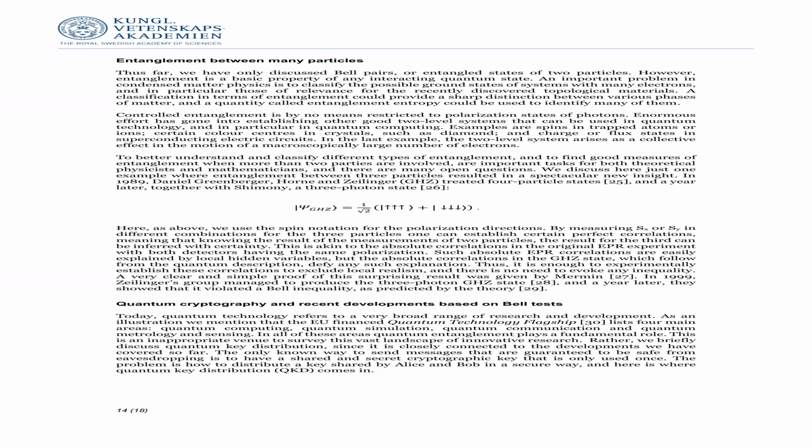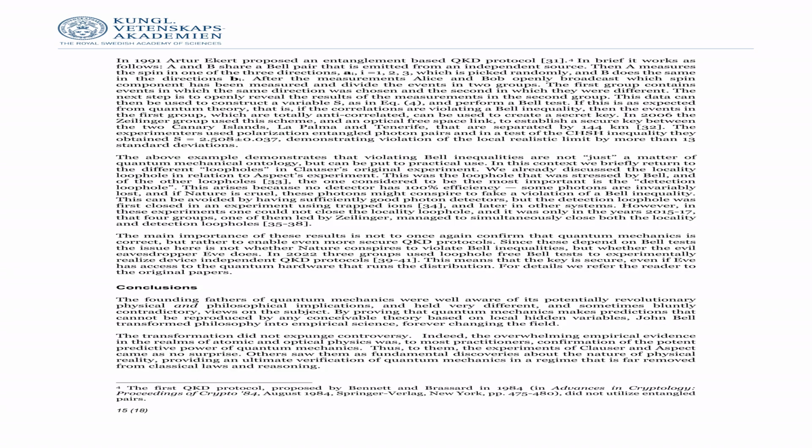The only known way to send messages that are guaranteed to be safe from eavesdropping is to have a shared and secret cryptographic key that is only used once. The problem is how to distribute a key shared by Alice and Bob in a secure way, and here is where quantum key distribution, QKD, comes in. In 1991, Artur Ekert proposed an entanglement-based QKD protocol, 31. In brief, it works as follows.